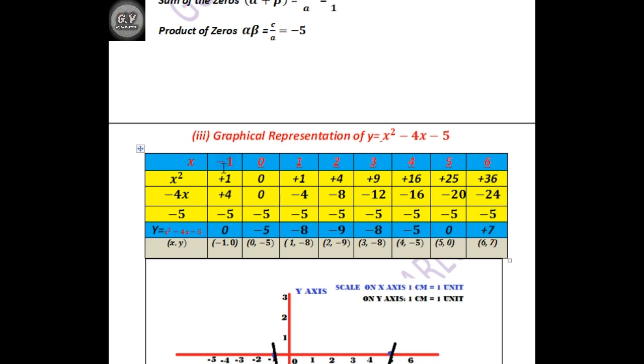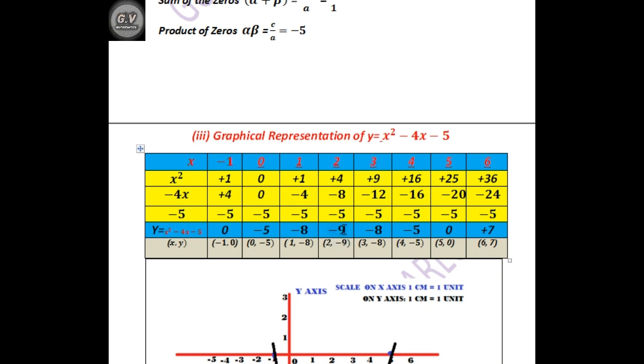Here at x equal to -1, the y value is 0. -1 comma 0 is an ordered pair. At x equal to 0, the y value is -5. So the ordered pair is 0 comma minus 5. At x equal to 1, the value of the polynomial becomes minus 8. 1 comma minus 8 is an ordered pair. Next, at x equal to 2, the value of the polynomial is minus 9. Therefore, 2 comma minus 9.